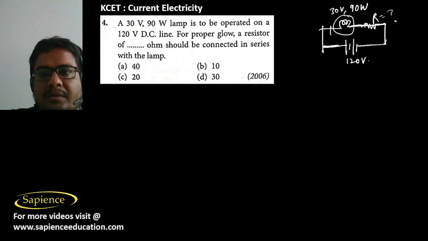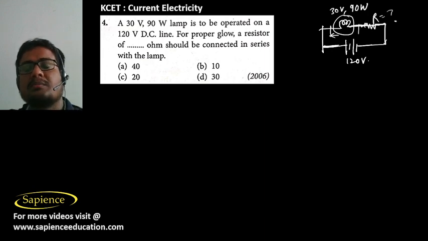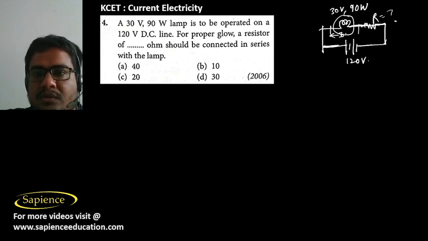So across the lamp 30 volt should be the potential difference across it. 30 volt is the potential difference across this. So it means that across the resistance the potential difference should be 90 volt.